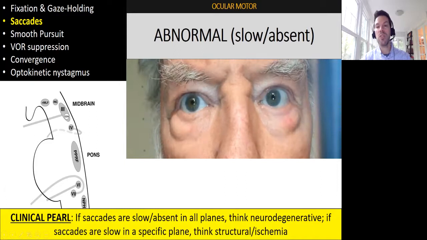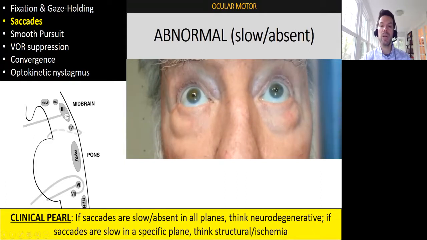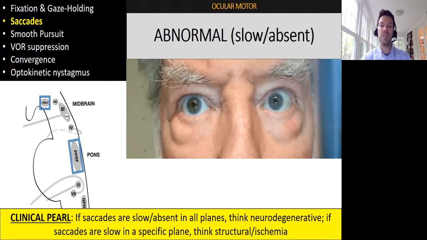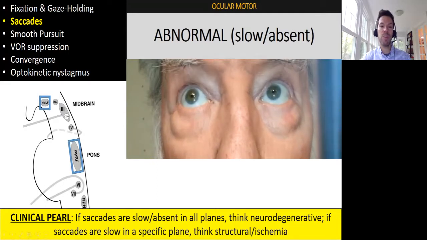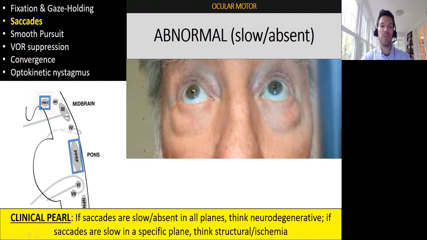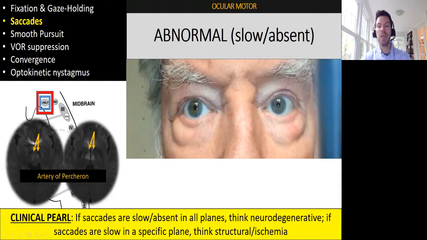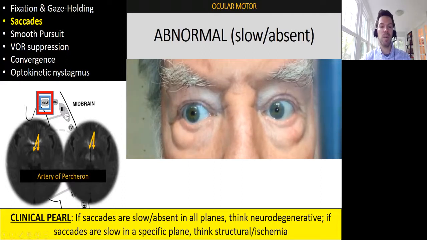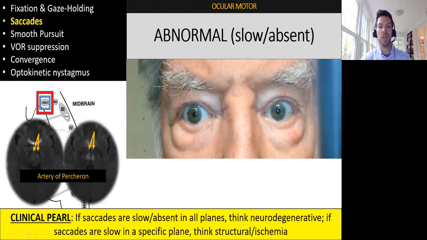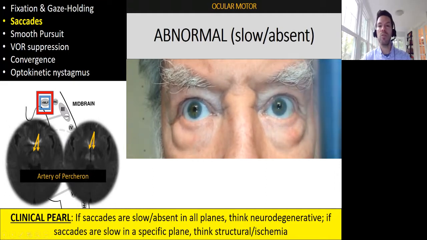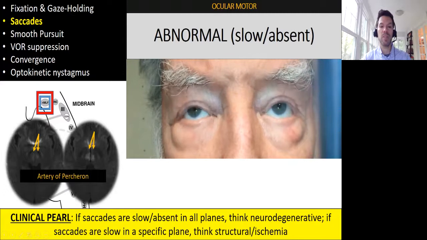We talked on the first slide or one of the first slides about the burst neurons for vertical saccades. They live in the midbrain. This is a vertical saccade palsy, so we don't care about the PPRF. This is a rostral interstitial medial longitudinal fasciculus problem. And in fact, this patient had a stroke involving the artery of Percheron where he had bilateral mesodiencephalic strokes that involved both riMLFs, the right and the left.